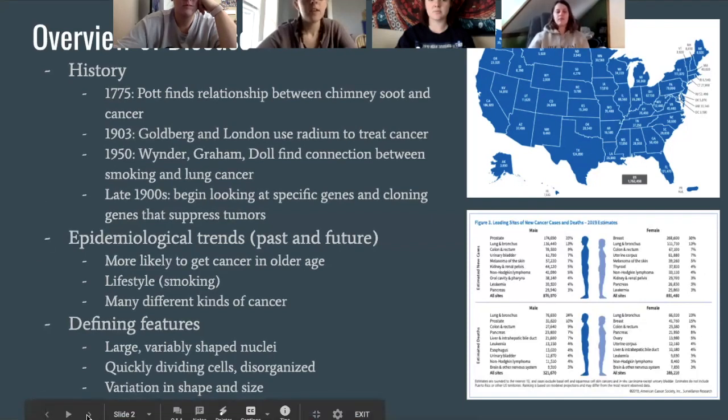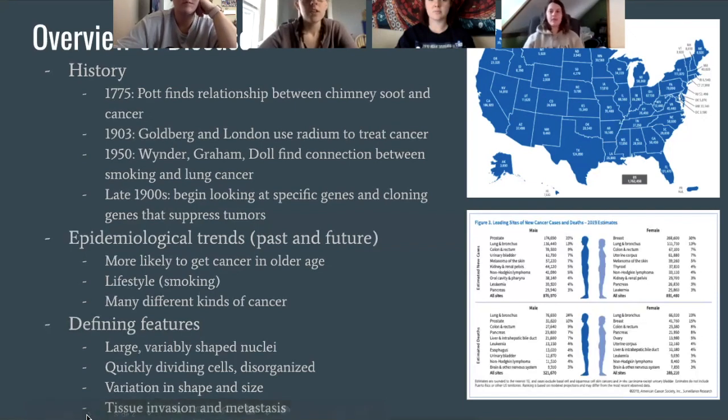Some of the defining features of cancer cells: they have large nuclei with various shapes. They're quickly dividing cells that are very disorganized. They have a variation of shape and size of the entire cell, and eventually they lead to tissue invasion and metastasis.